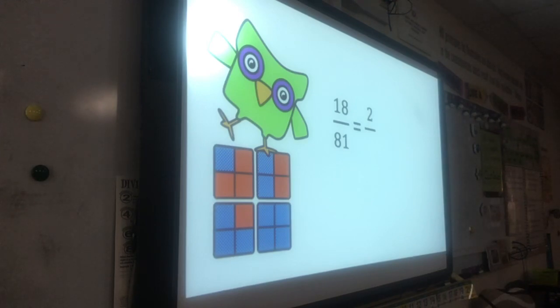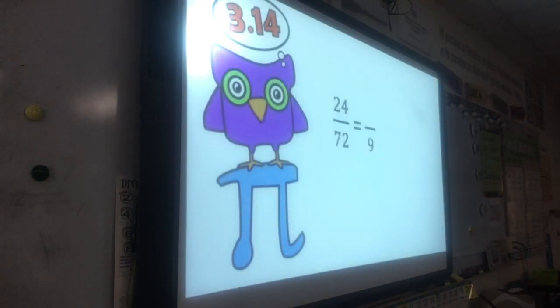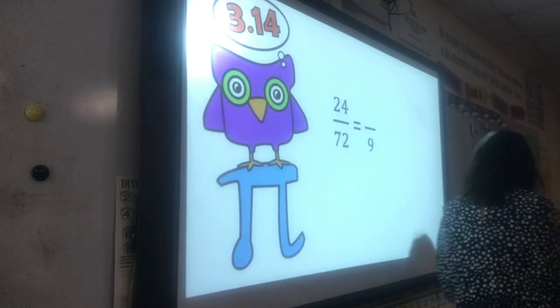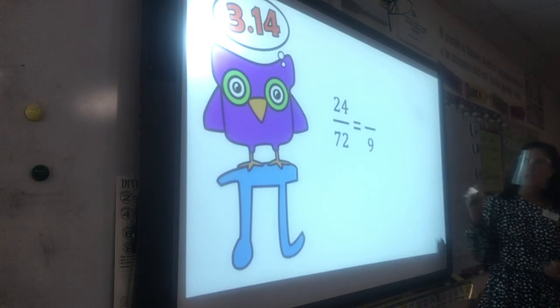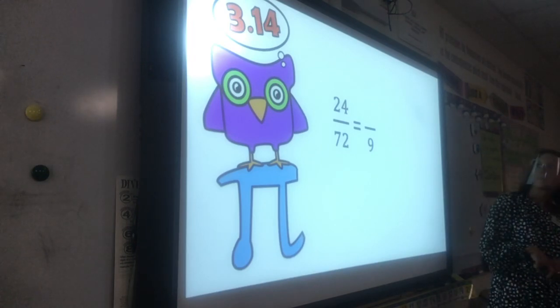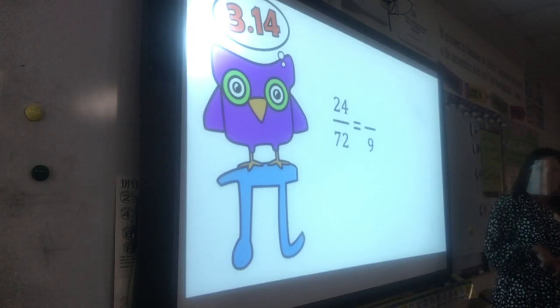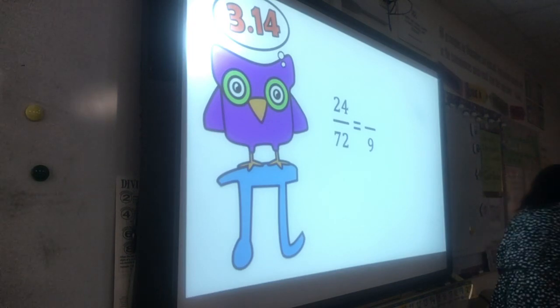Okay, what about this one? Again, we're getting smaller, so we know we're dividing. 72 down to 9. Okay, so whatever that is, the same thing needs to happen on the top. 72 down to 9. BJ. So you divide by 8. Yes, so 24 divided by 8 is 3.